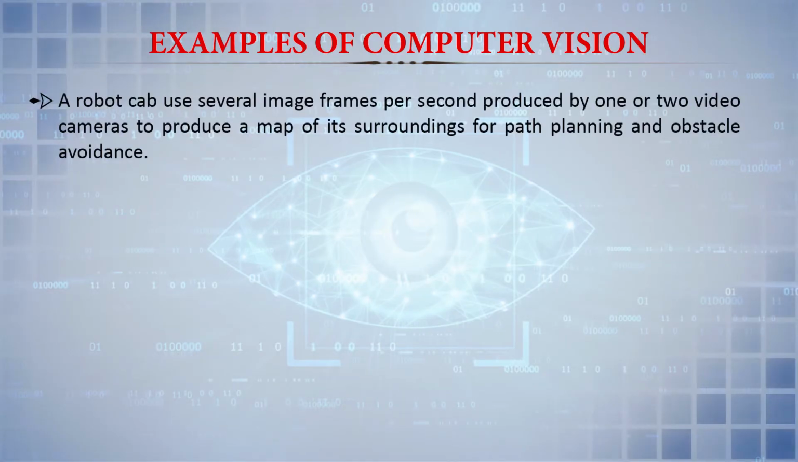The computer will see these images and try to predict certain things using the cameras. So, examples of computer vision are: a robot cab uses several image frames per second produced by one or two video cameras to produce a map of its surroundings for path planning and obstacle avoidance. So, the robot is acting just like a human, but instead of human eyes it is using the cameras.